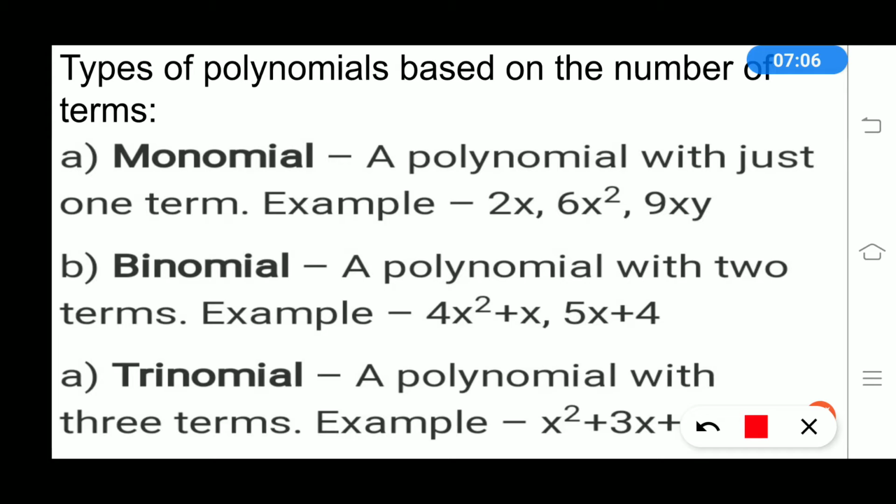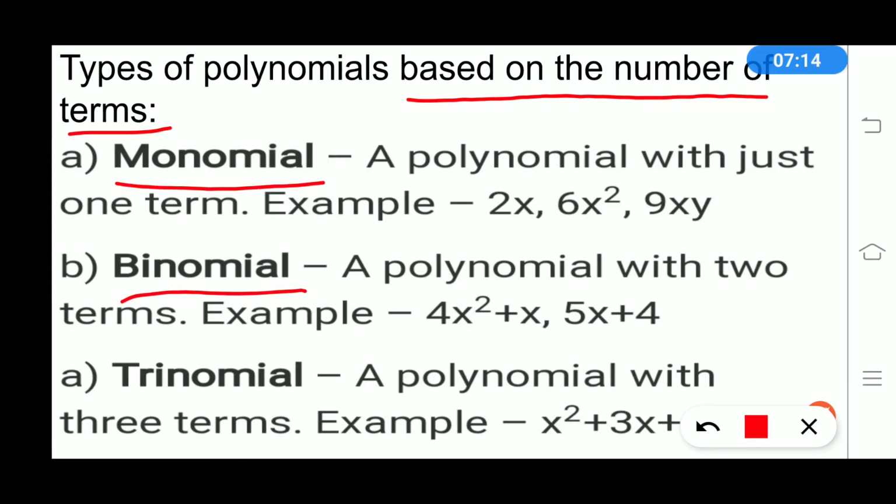So, types of polynomials based on the number of terms: monomial, binomial and trinomial. A polynomial with just one term, for example 2x, 6x square, 9x square, xy. This type of polynomial is called a monomial.